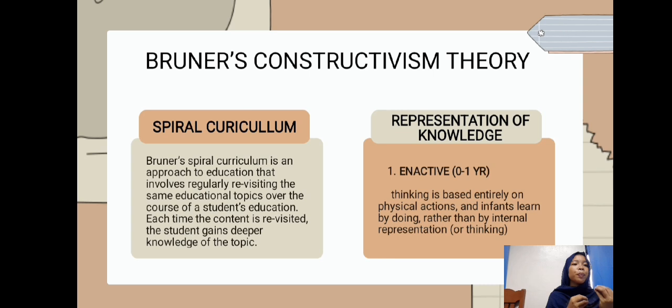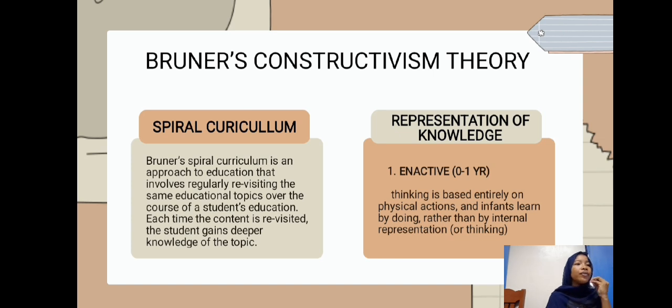Bruner's spiral curriculum is an approach to education that involves regularly revisiting the same educational topics. In the spiral curriculum, we go back and revisit the educational topics over the course of a student's education. Each time the content is revisited, because it is Bruner's belief that students gain deeper knowledge of that topic kung binabalik-balikan siya.